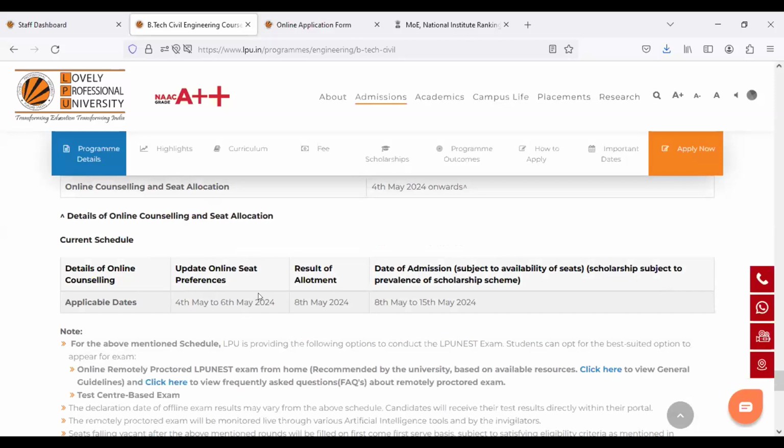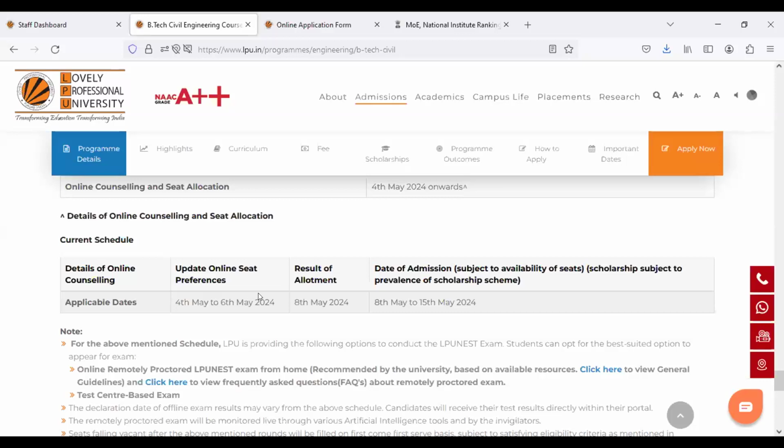2+2 international credit transfer means 2 years at LPU and 2 years in the foreign university. Then after getting the degree from the foreign university, the final degree will be from the foreign university only. So this is the benefit. If anyone is interested in getting a degree from a foreign university, this is a very excellent choice.